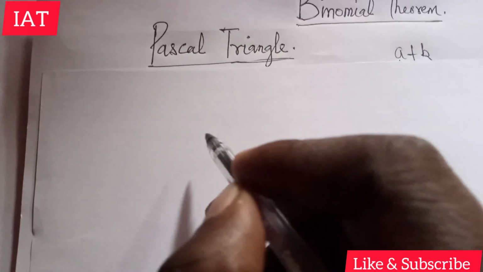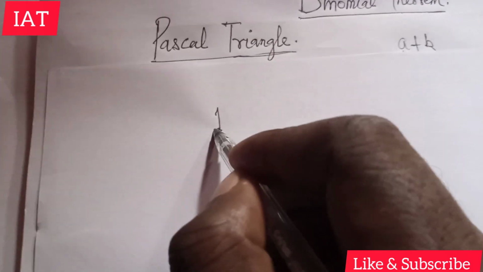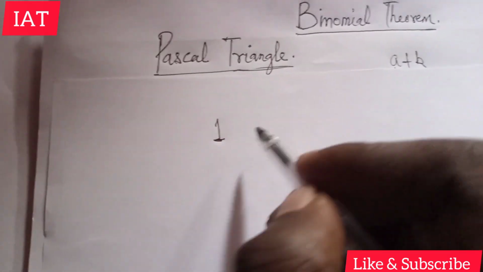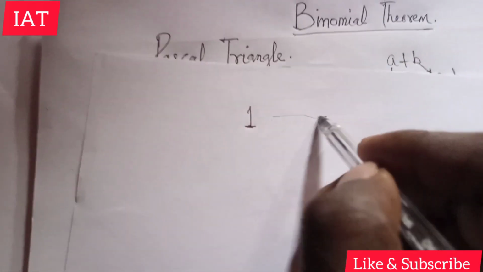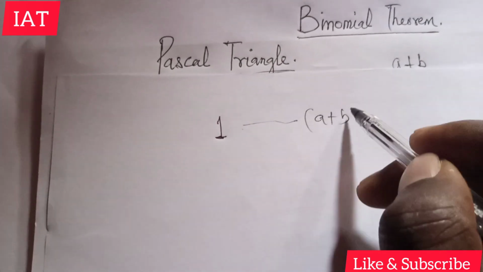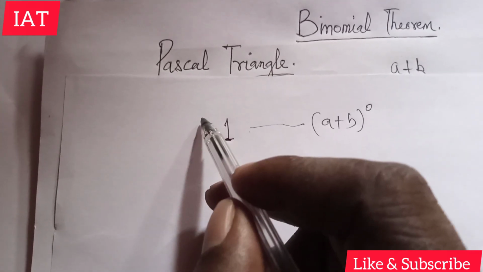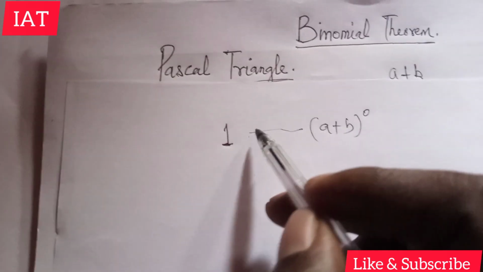By Pascal's triangle, we will have the first number, which is 1, and this 1 is for when we have a plus b to the power of 0, and then you just assume there is a 0 behind or in between.